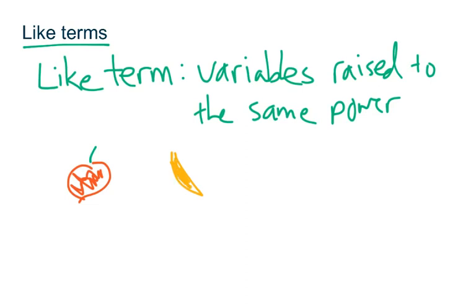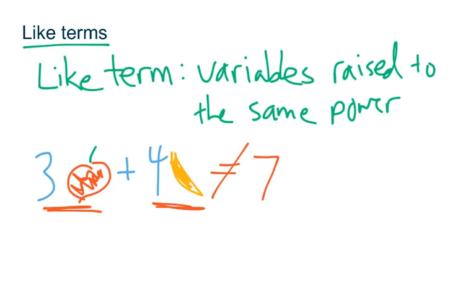Okay? If you had 3 apples plus 4 bananas, that doesn't equal 7. Because it equals 7 pieces of fruit, but these are 2 different pieces of fruit. You can't combine them. It doesn't matter how many bananas you add to the apples, you're still going to have 3 apples. And then likewise with the apples, no matter how many you add to the bananas, you'll still have 4 bananas.